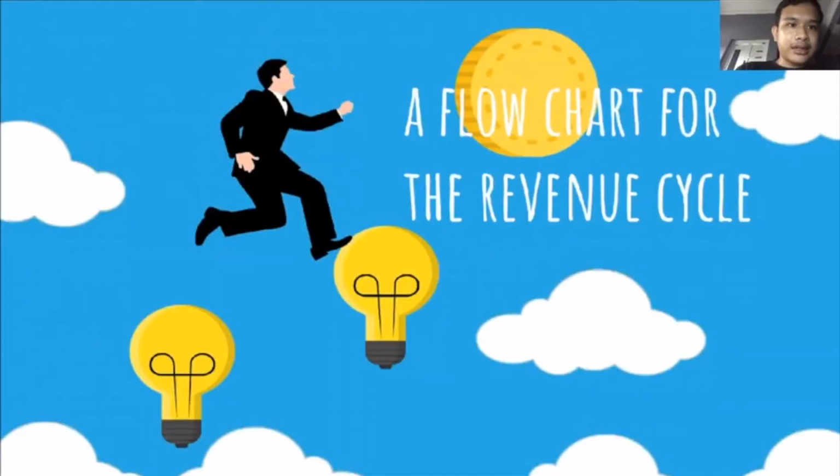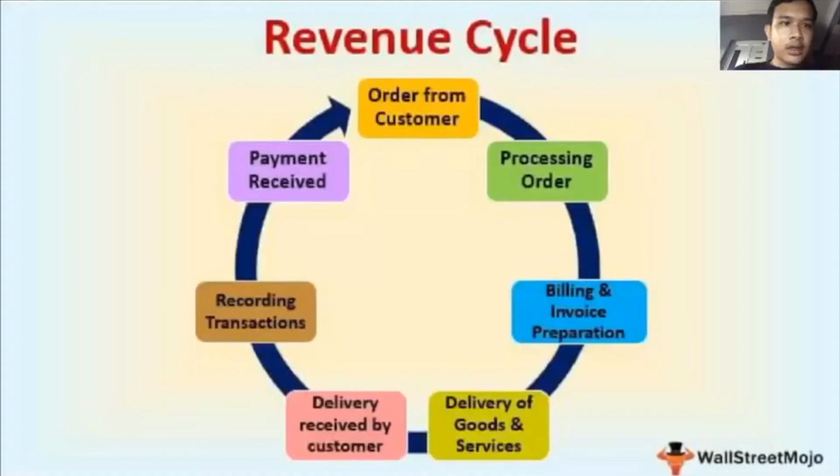Okay, next slide. Flow chart for the revenue cycle. As you can see, this is a revenue cycle. For the first one is order from customer, next processing order, next billing and invoice preparation, delivery of good and service, delivery received by customer, recording transaction, and the last one is payment received.